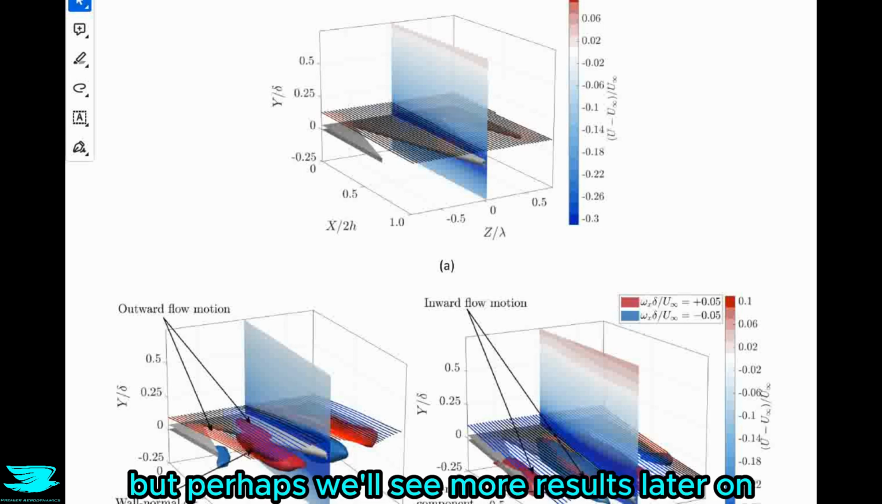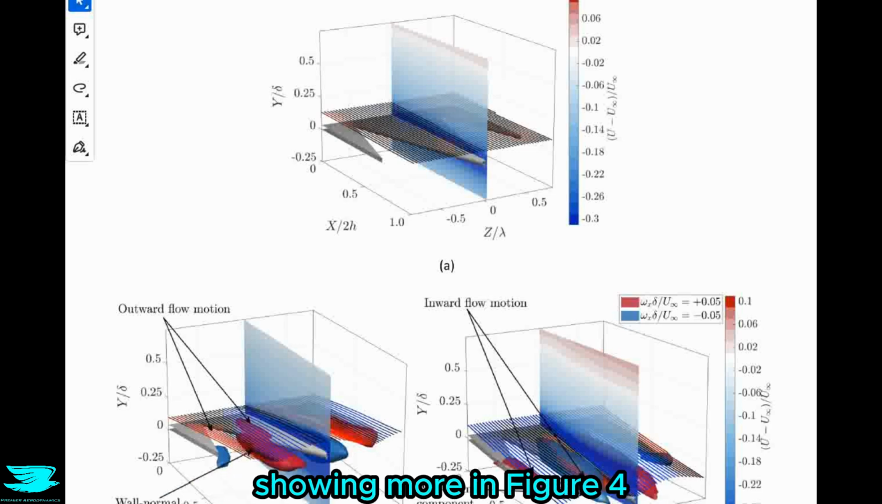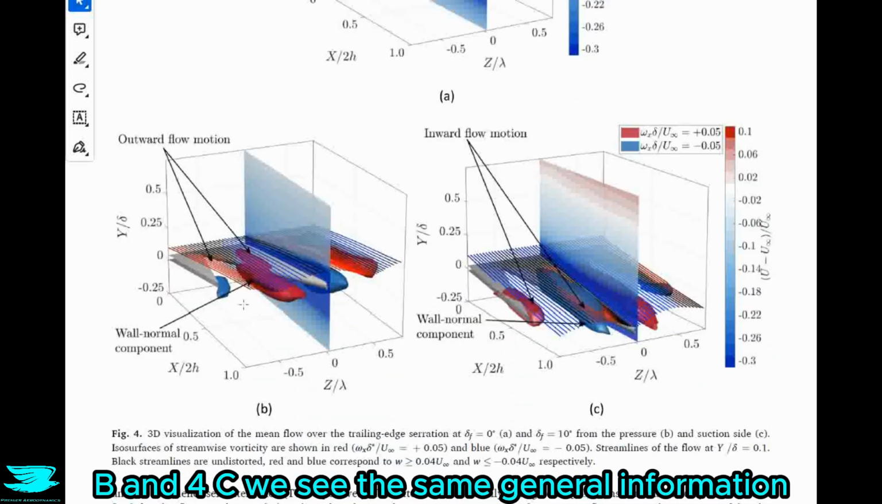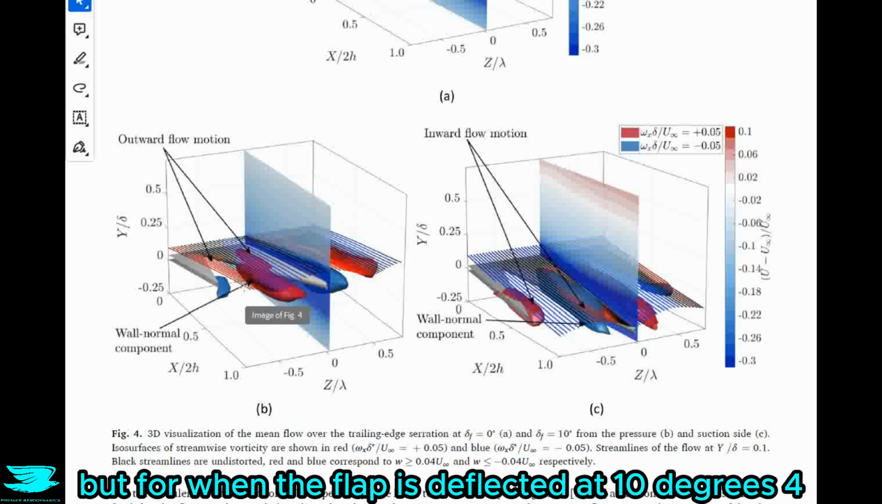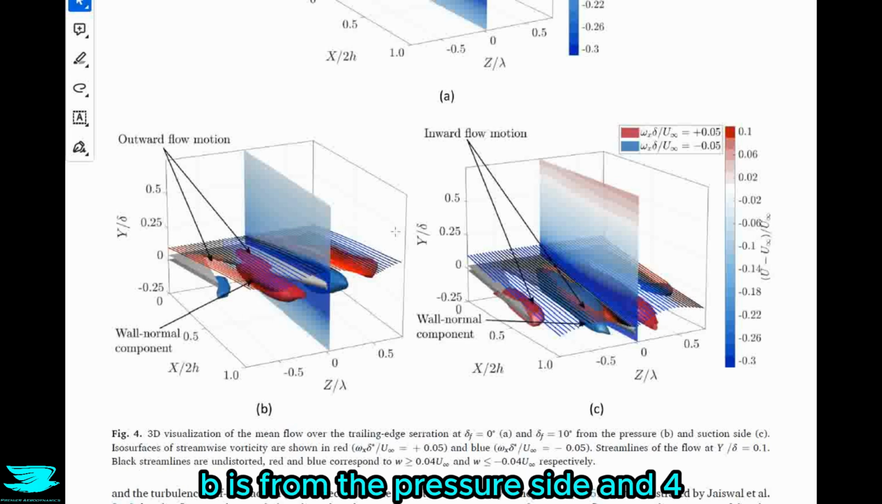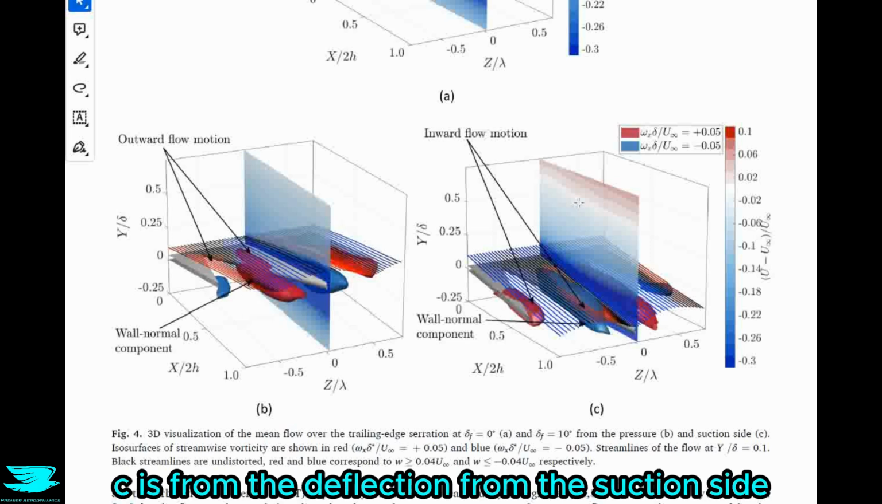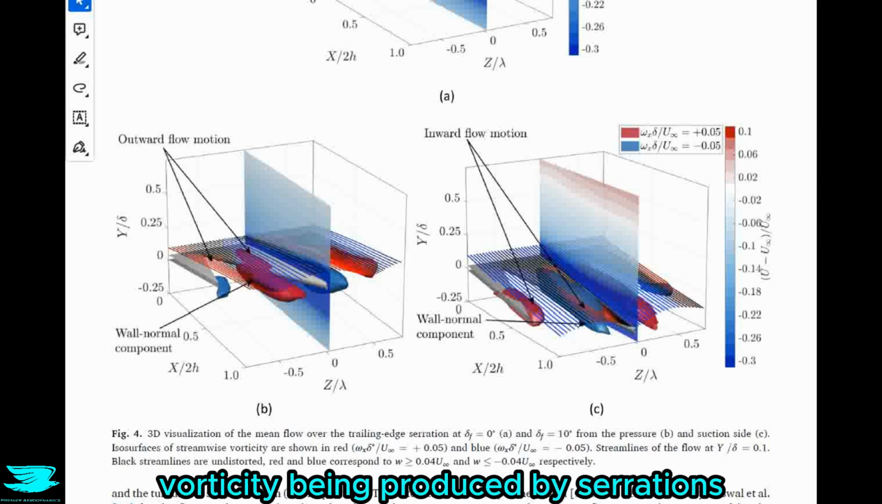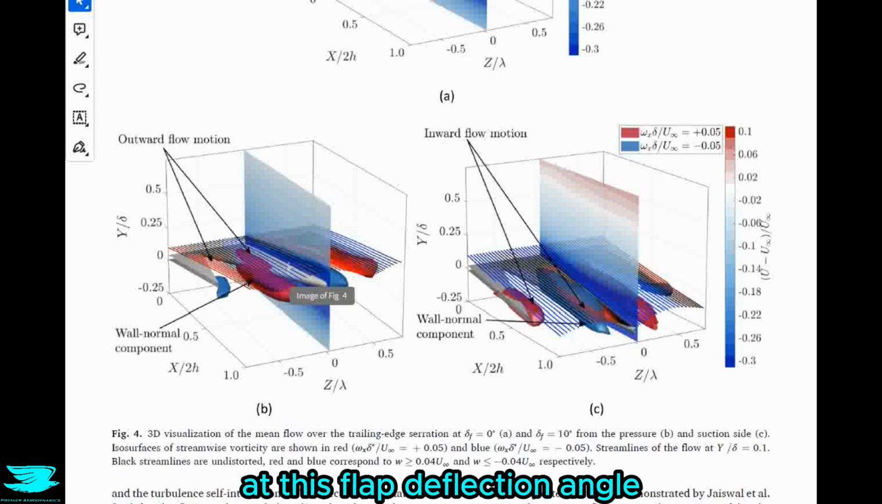But perhaps we will see more results later on showing more. In figure 4B and 4C, we see the same general information, but for when the flap is deflected at 10 degrees. 4B is from the pressure side and 4C is from the suction side. Now we see the significant vorticity being produced by the serrations at this flap deflection angle.